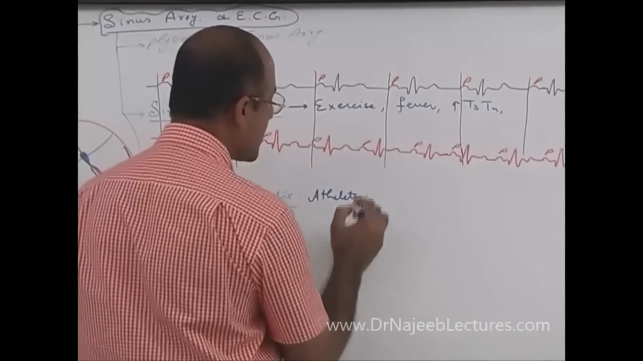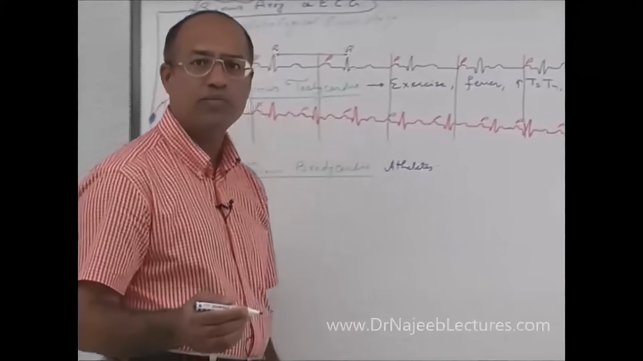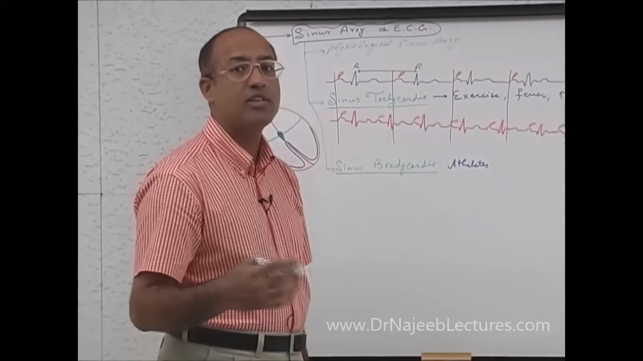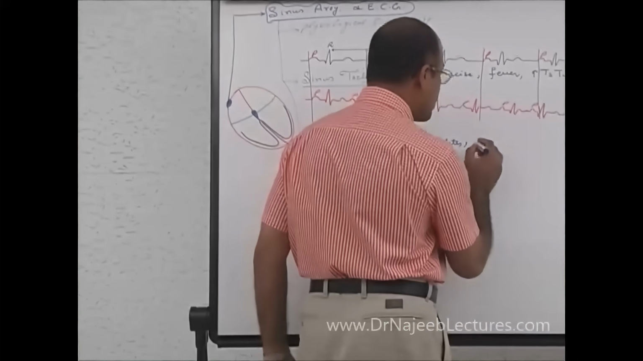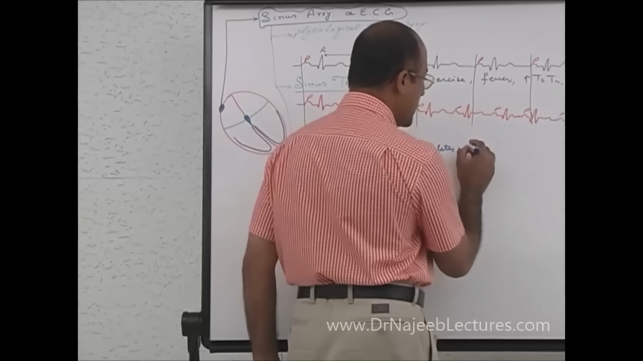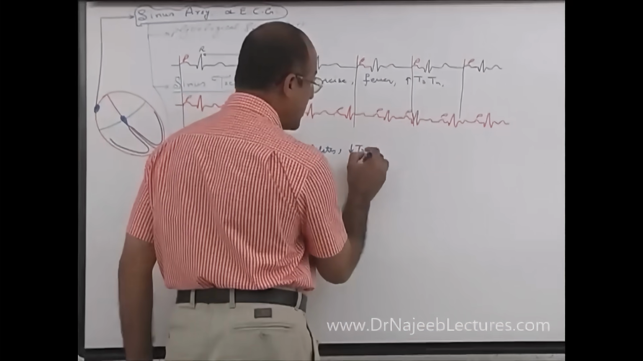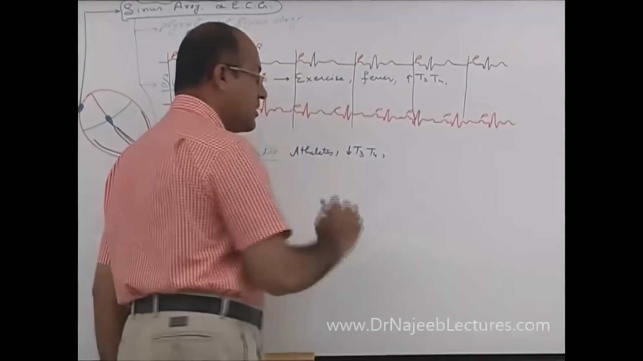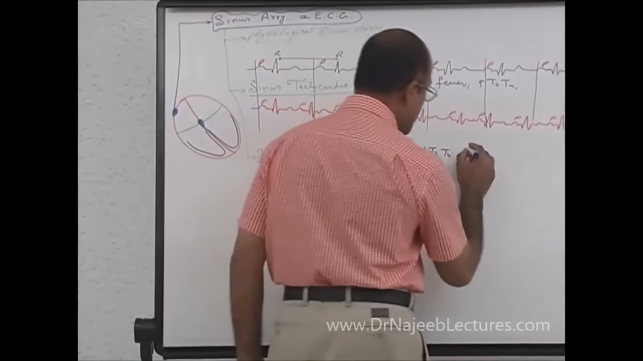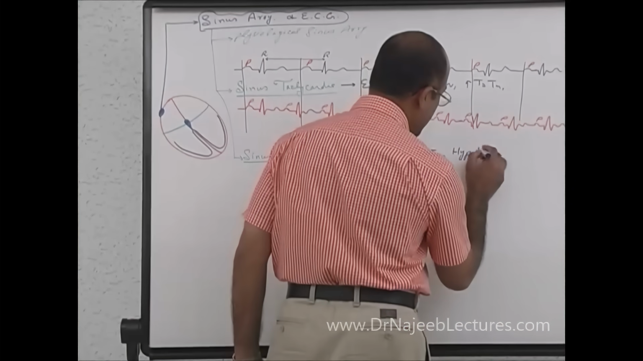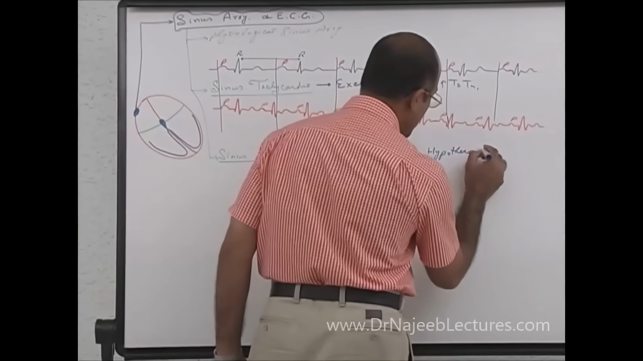You know why in some athletes the heart rate is very slow, right? The reason being that they have increased vagal tone, right? Then we can talk about patients with hypothyroidism. When you have hypothyroidism, then your heart rate becomes slow. Or a patient with hypothermia, right? Their heart rate becomes slow.